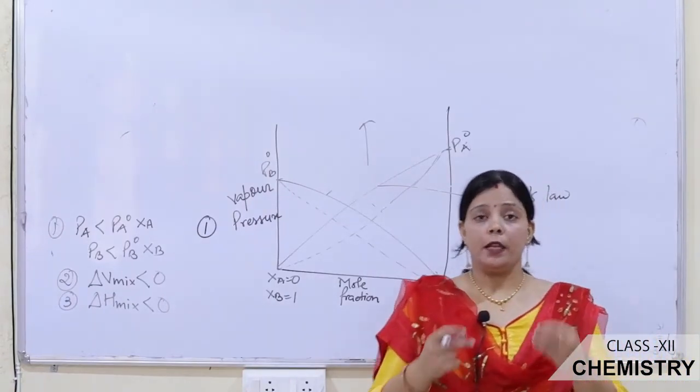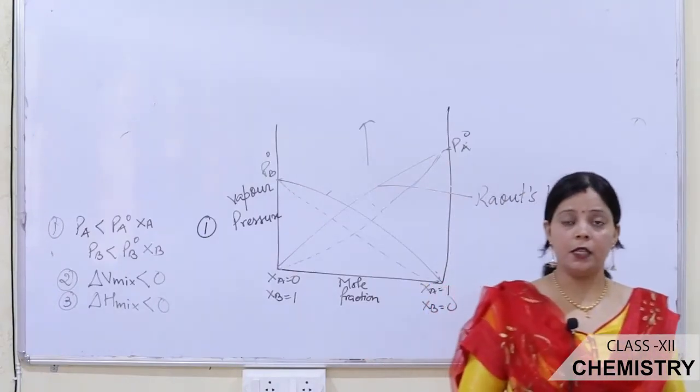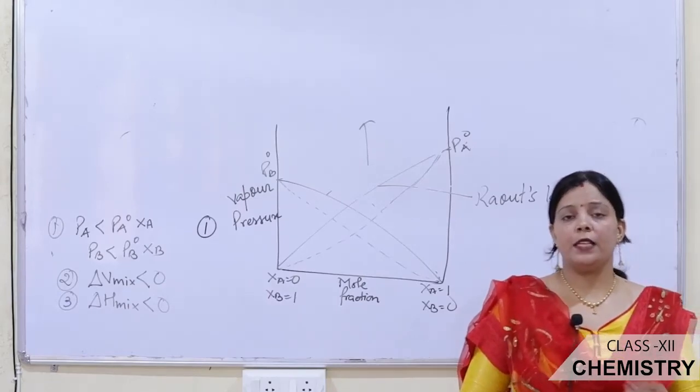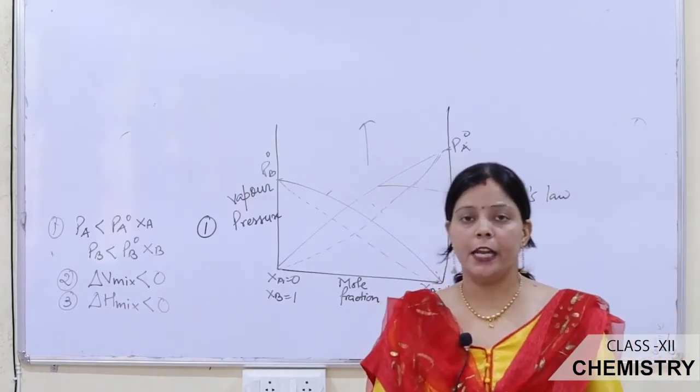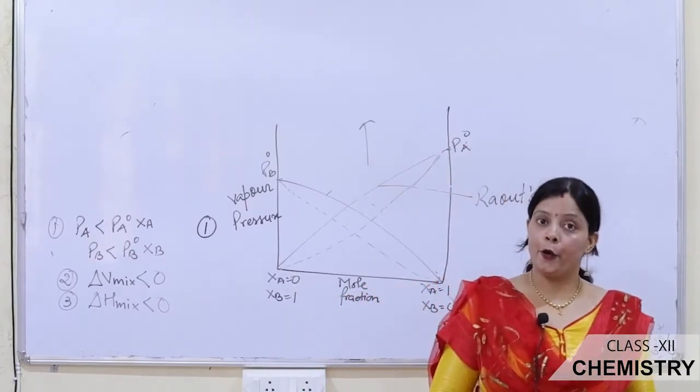I would like to show you some examples of the non-ideal solution showing the positive deviation. These are water and methanol, water and ethanol. Some examples of the non-ideal solution showing the negative deviation are water and HCl, water and hydrochloric acid.